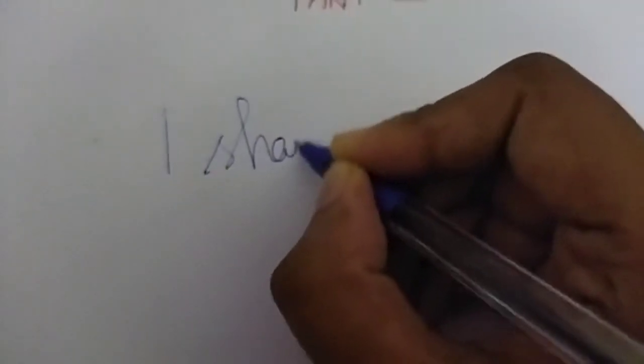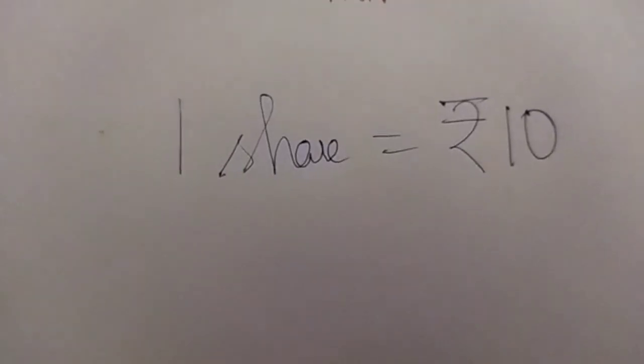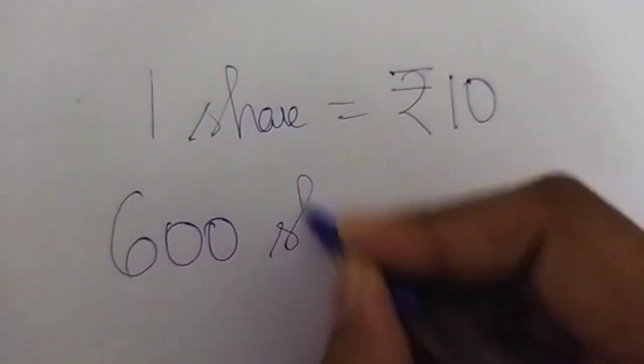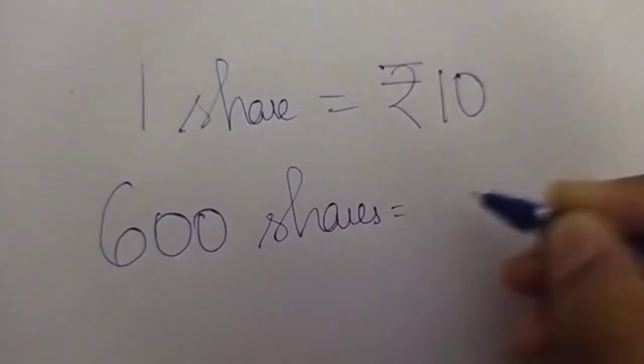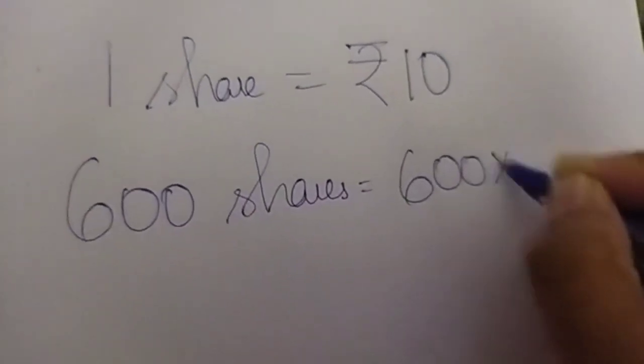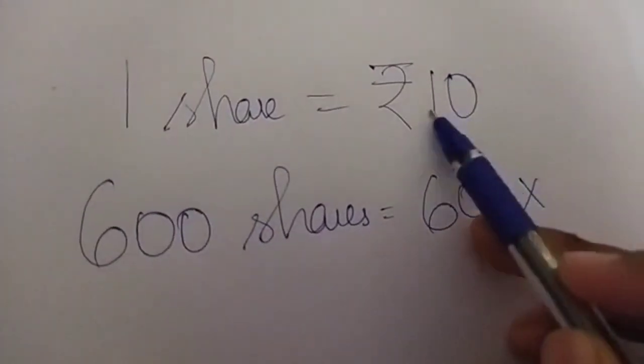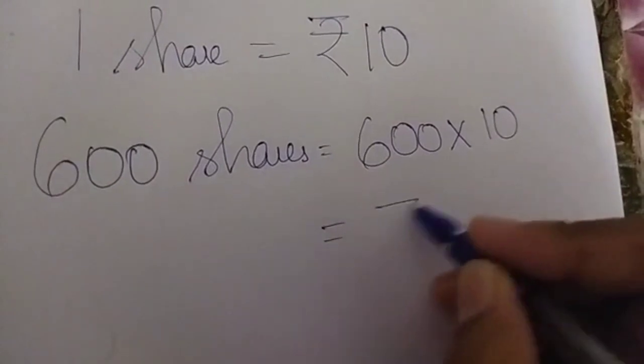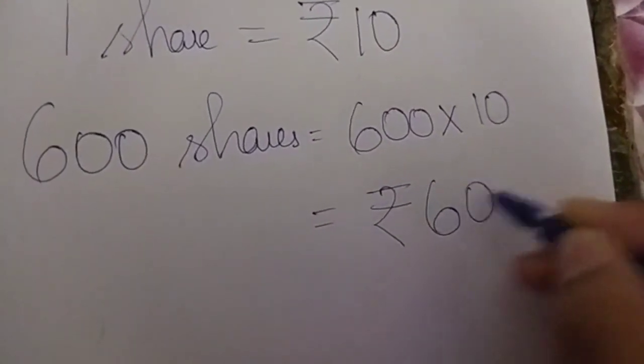Face value means the value of one share. So value of one share is given as rupees 10. So now the person buys 600 shares. Then value of 600 shares is equal to 600 into value of one share, 10 rupees. So 600 shares means 600 into 10, which is nothing but rupees 6,000.